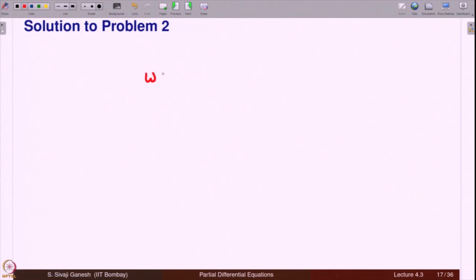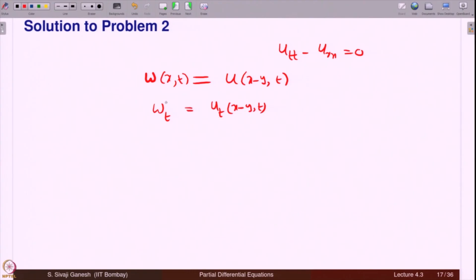So, w of x,t is equal to u of x minus y comma t. u satisfies utt minus uxx equal to 0. So, now I have to compute wt and wtt, wx and wxx. wt is simply ut at the point x minus y comma t. It is better to write the arguments all the time, particularly when there is a chain rule involved. So, wtt at the point x,t is utt at the point x minus y comma t.